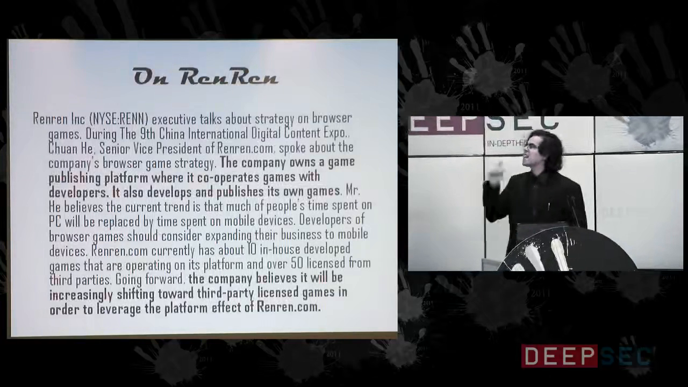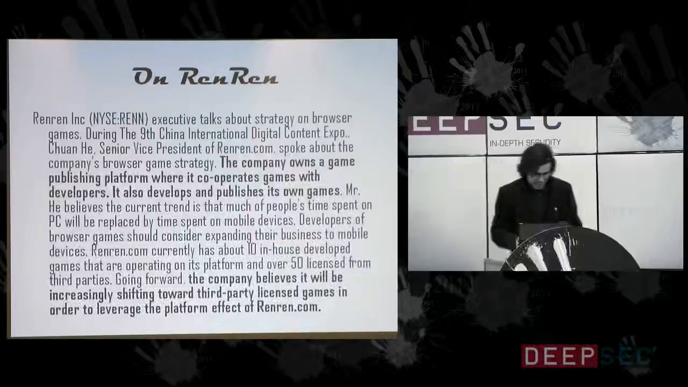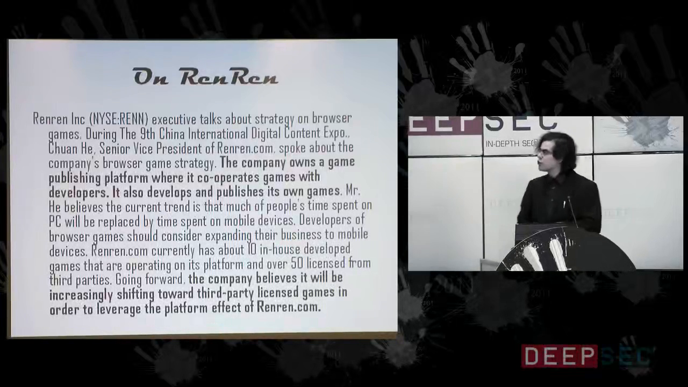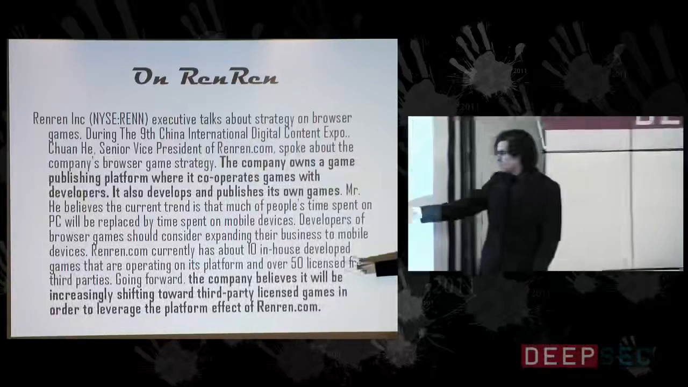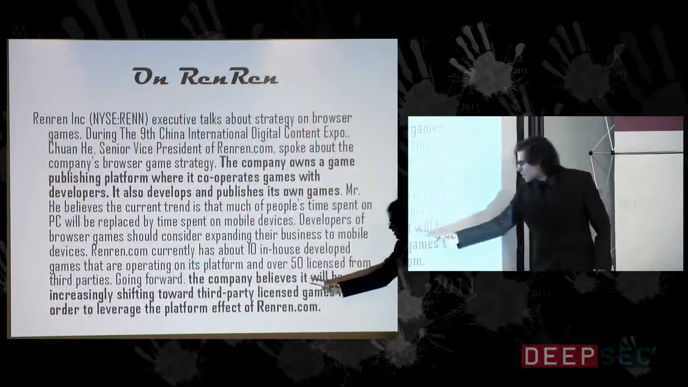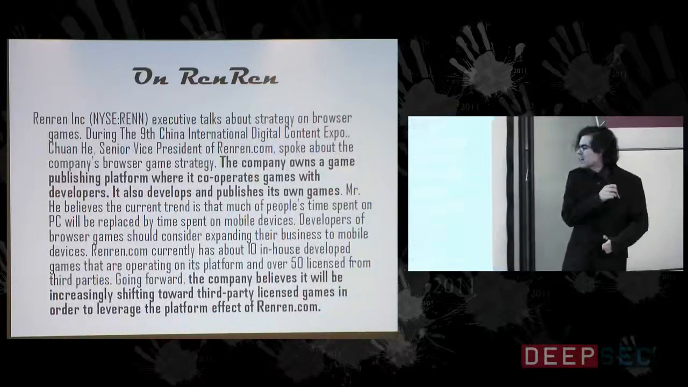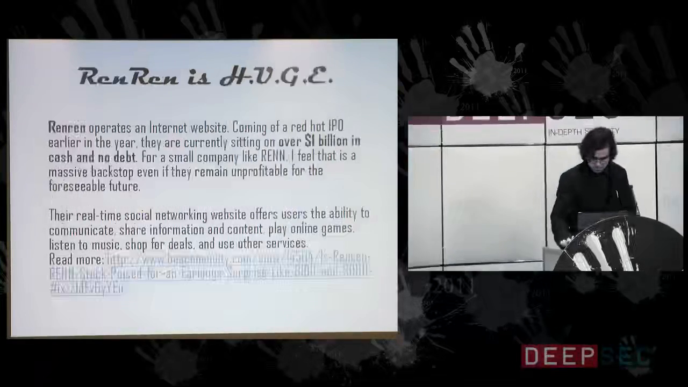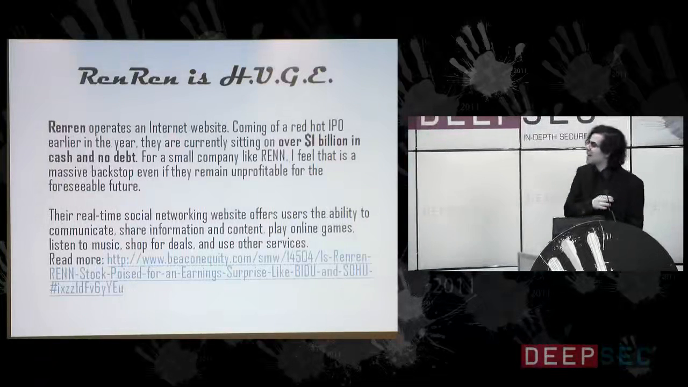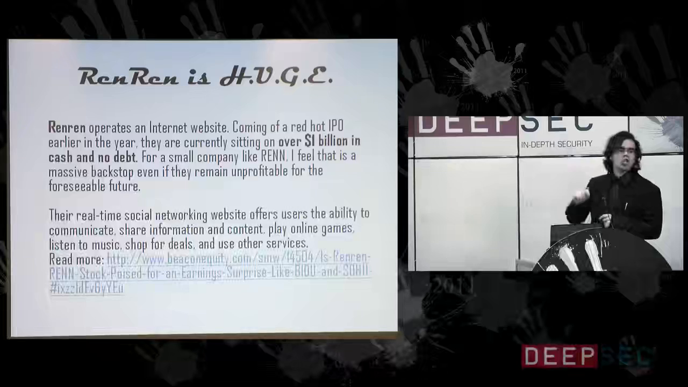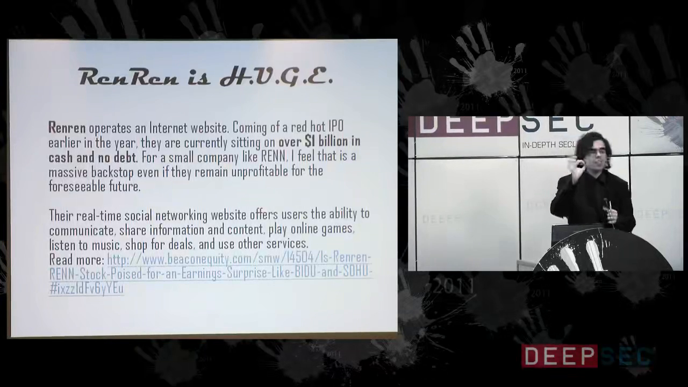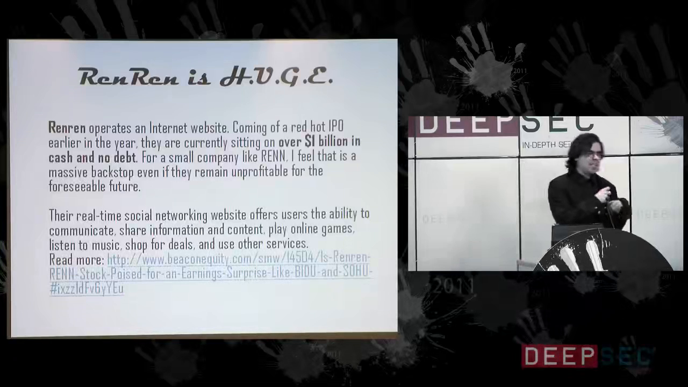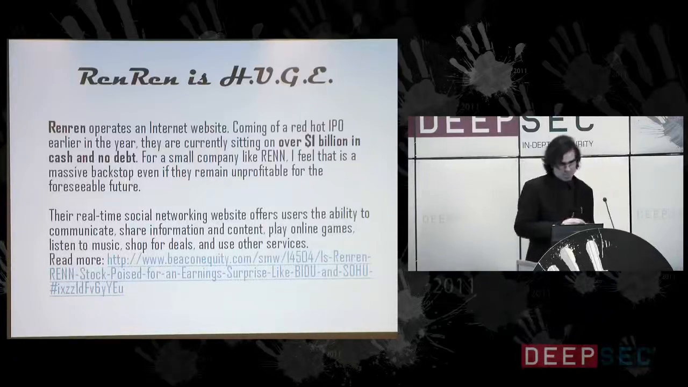But the next string, Renren, was much more interesting. Renren is a huge Chinese company. They are said to be the Chinese Facebook, and the really, really funny string was this. The company believes it will be increasingly shifting towards third-party licensed games in order to leverage the platform effect of Renren.com. And so, what do we know? Renren operates an internet website. That's another stock announcement. They are sitting on over $1 billion in cash, and they've got zero debt. So this is not like some American company, which is worth 10 billion, but has 15 billions of debt. These people actually have money.